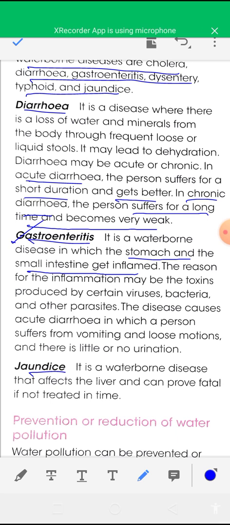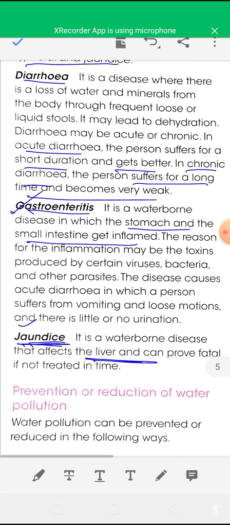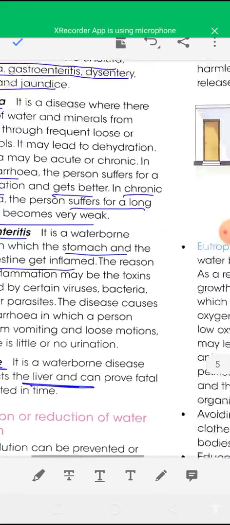Third waterborne disease is jaundice. It is a waterborne disease that affects the liver, and can prove fatal if not treated in time. Okay, so these are some waterborne diseases.